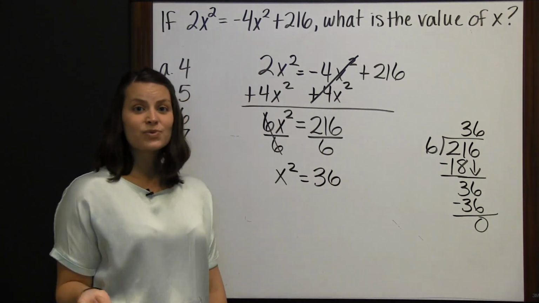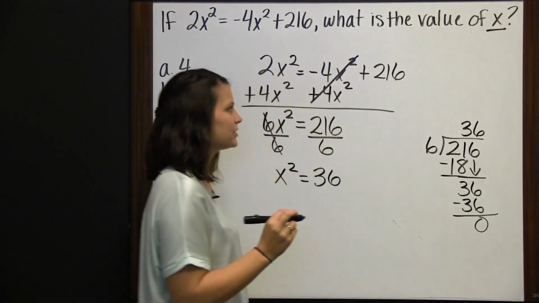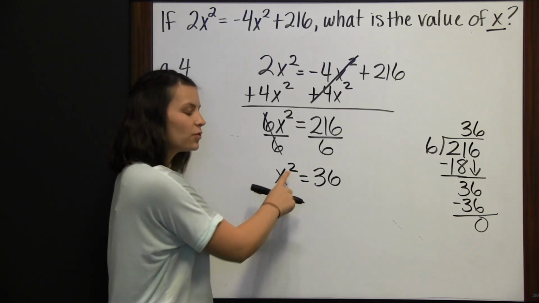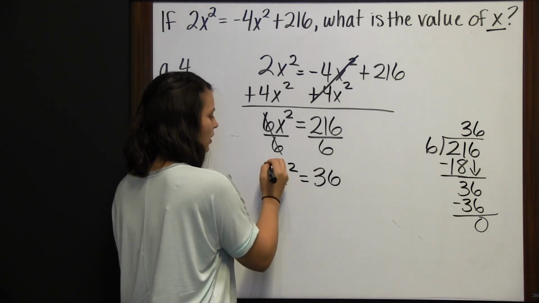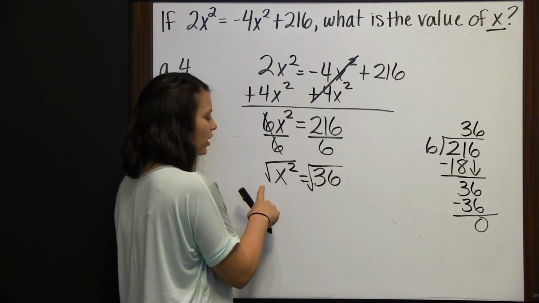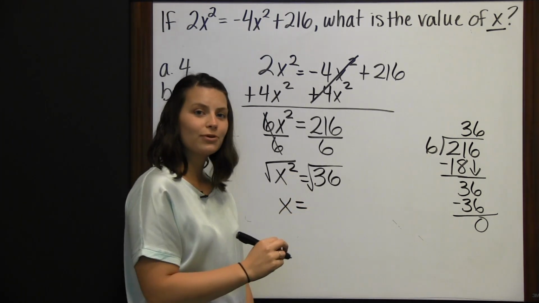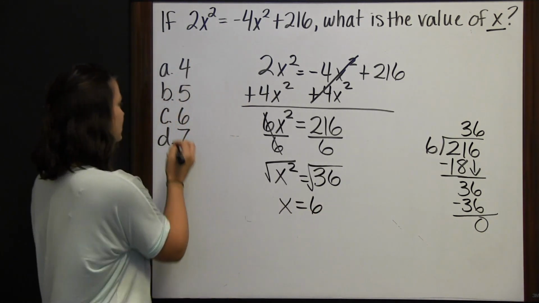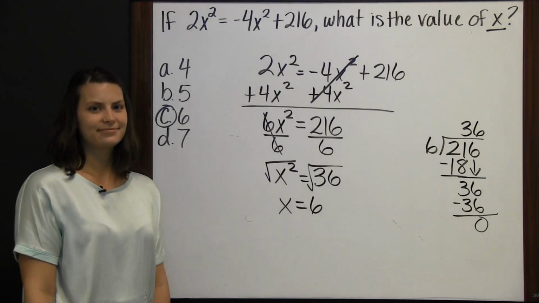So now we know what x squared equals, but we still haven't found what x equals. So to get x alone, we need to do the opposite of squaring x. And the opposite of squaring is square root. So we square root both sides. The square root of x squared is simply x. And the square root of 36 is 6. So that means that x is 6. Answer C.